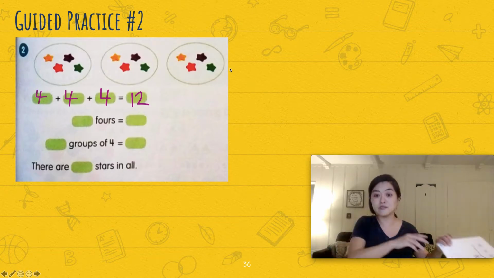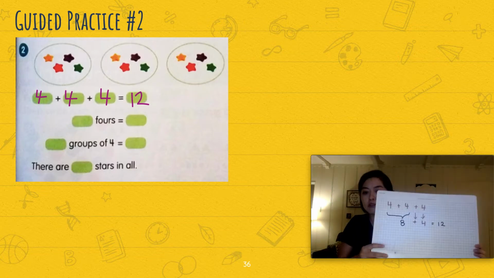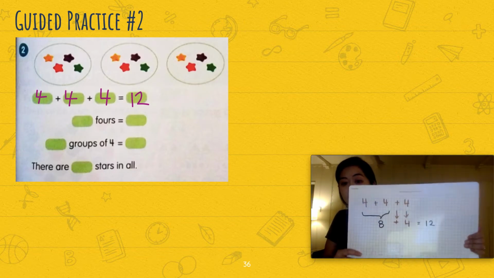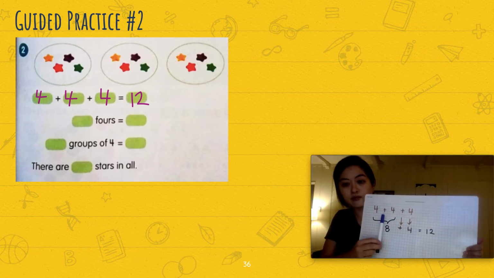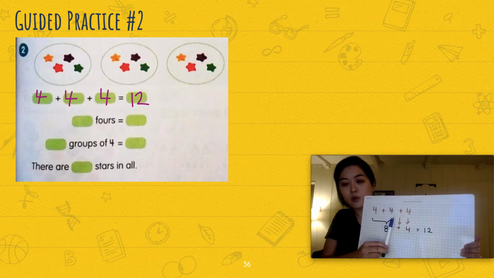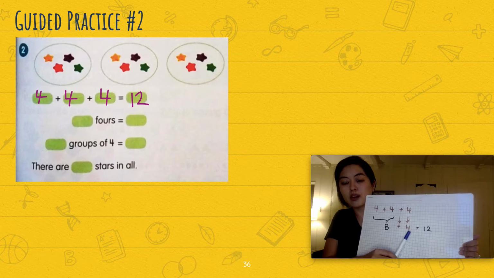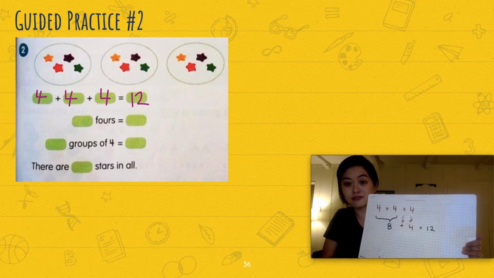Now, how can we get 12? Well, maybe you did it your way. I did it this way. I know that 4 and 4 make 8. So then now I have to add 4 more, and that makes 12.